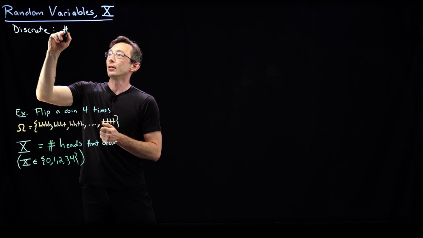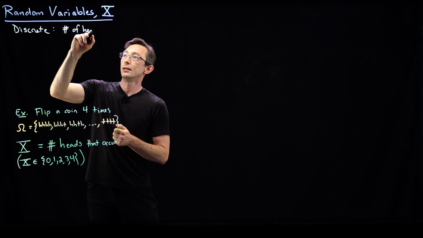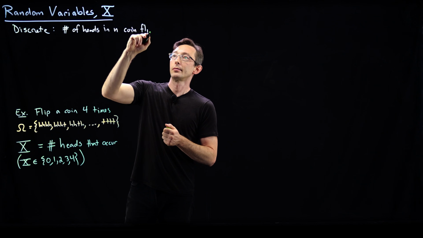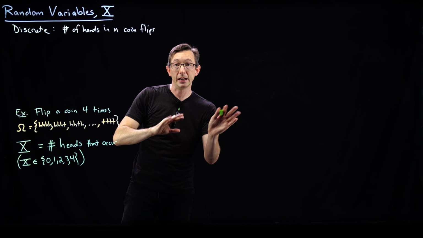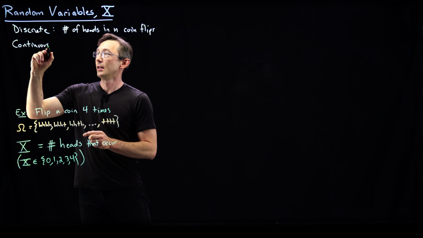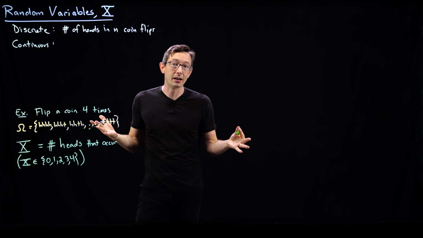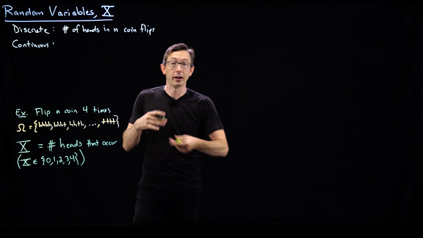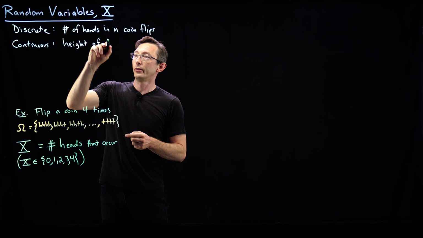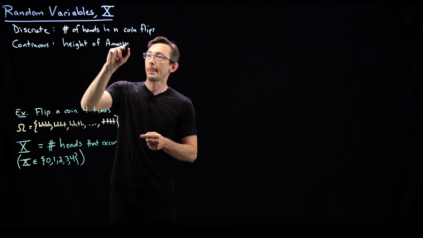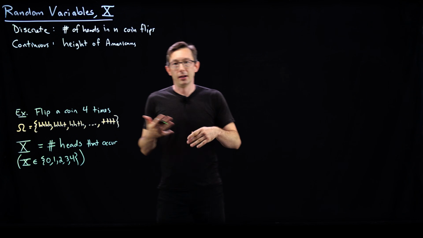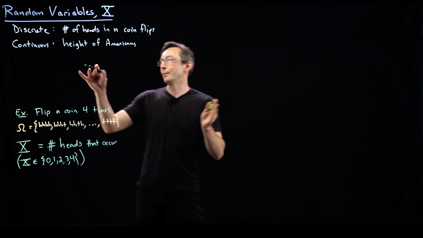like the number of heads in n coin flips. Or they could be continuous. They could be continuous random variables. A good example of a continuous random variable would be the height of Americans. You could make it the height of Brazilians, the height of French, the height of people worldwide. It doesn't matter.